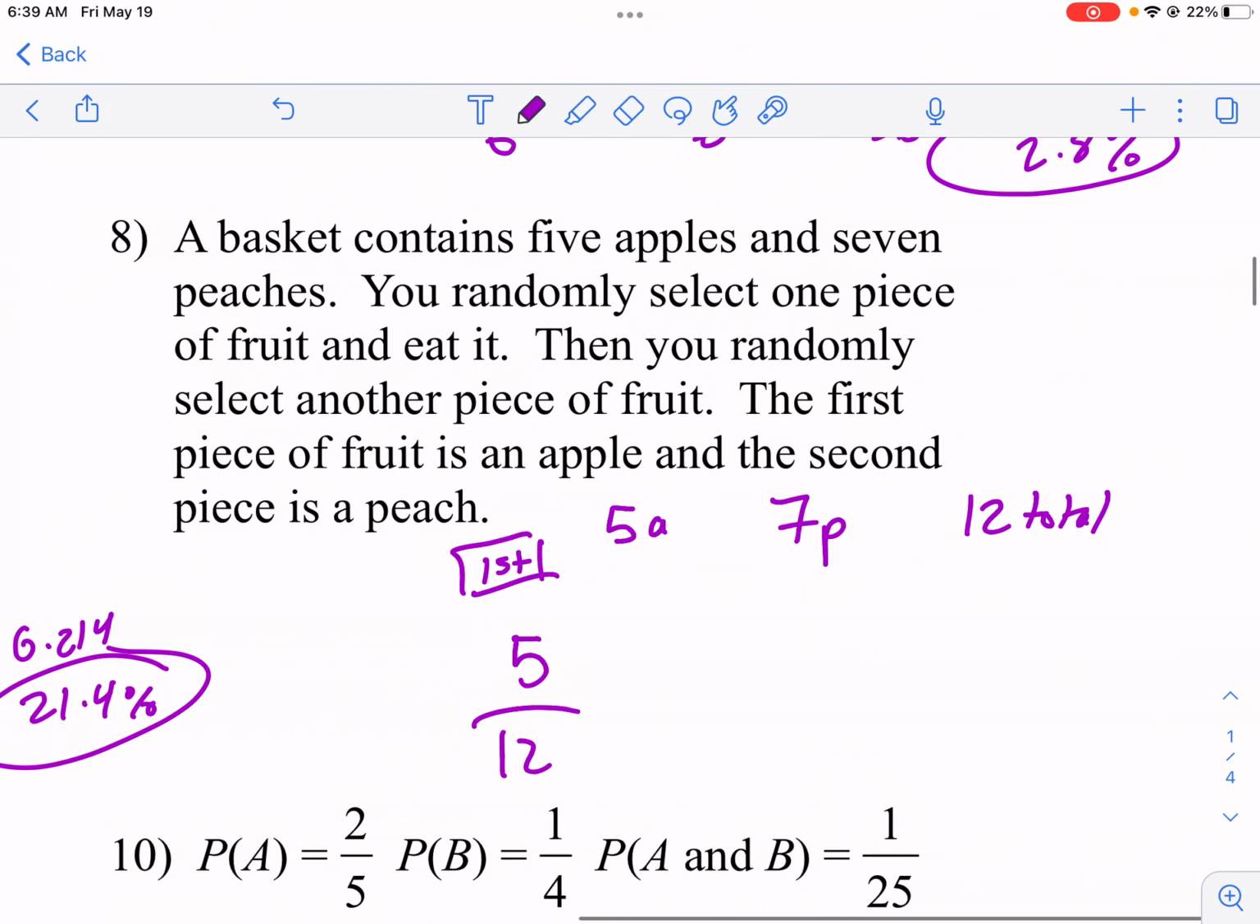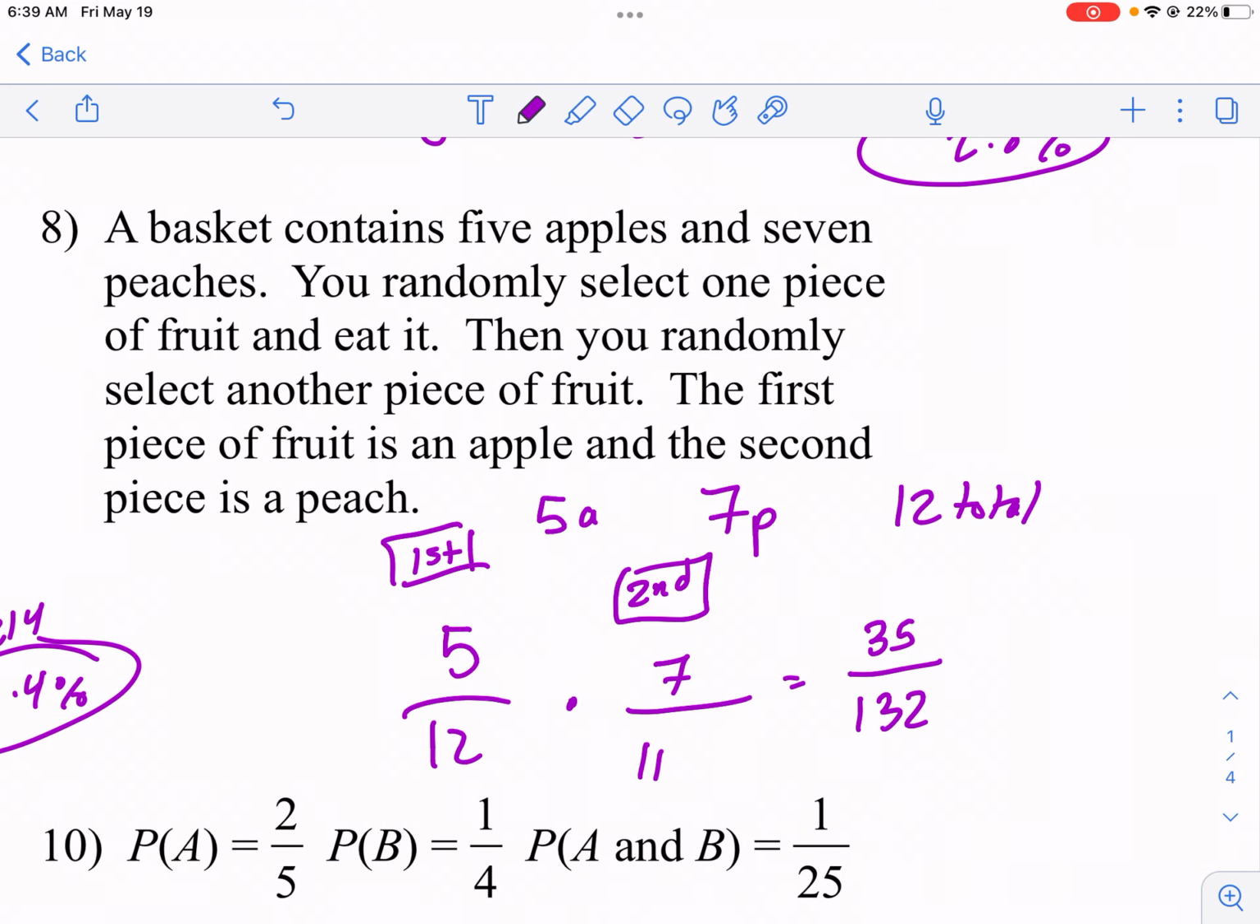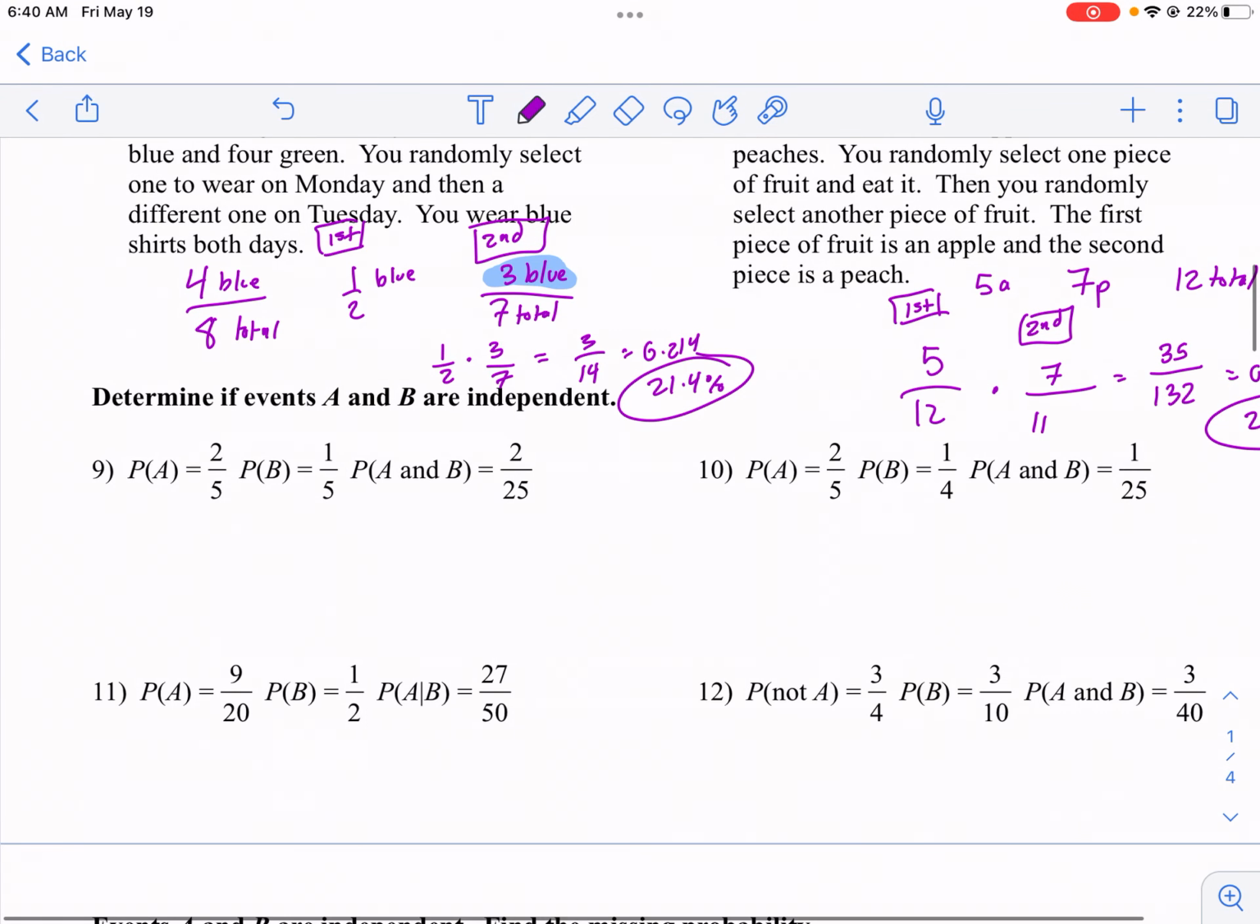Our second time we've eaten a fruit, so we no longer have that available. We have 11 left. And then we have to multiply how many we want, a peach the second time. So now we have 7 out of 11. So the probability of peach is pretty good. And we multiply these 2 probabilities together, and we get 35 over 132. And we can just divide that, and we get 0.265, which is 26.5%. And there we go. That's our answer.